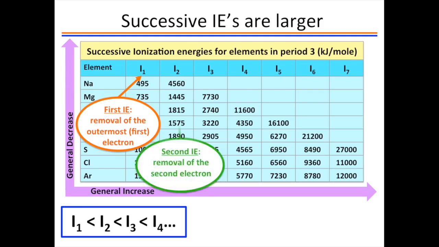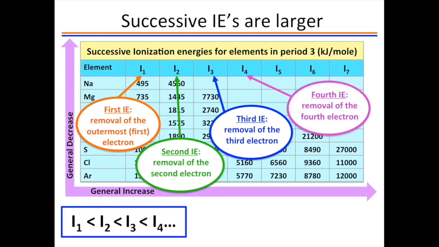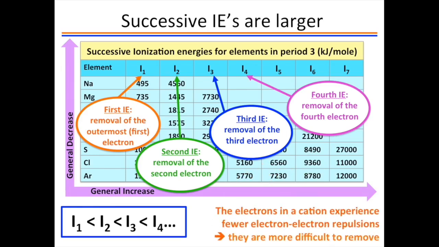It takes more energy to remove the second electron, which is I2, and then more energy still to remove the third electron. The table continues onward with I4, I5, etc. This means that it is more difficult to remove successive electrons. When you remove electrons, the ion's radius decreases because there are fewer and fewer electron repulsions.